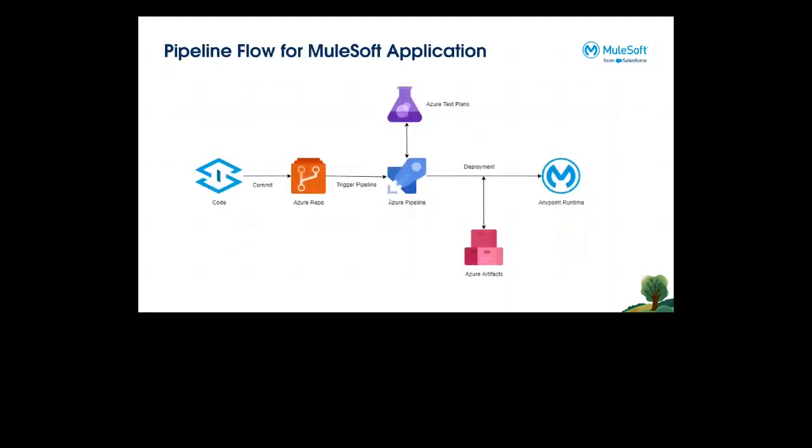So this is how a pipeline flow will look like for our MuleSoft application. Here we have the Anypoint Studio where we will develop an API. Once we have developed the API, we will commit to the Azure Repo, and from Azure Repo we will have our pipeline set up. As soon as we commit, the pipeline will be triggered, and it is going to run and build. If we have any test cases planned, those test cases will run, and the result will be stored in the test plans. Then if we want, we can also store the artifact in Azure Artifacts. Once that is done, the application will be deployed to the Anypoint runtime.